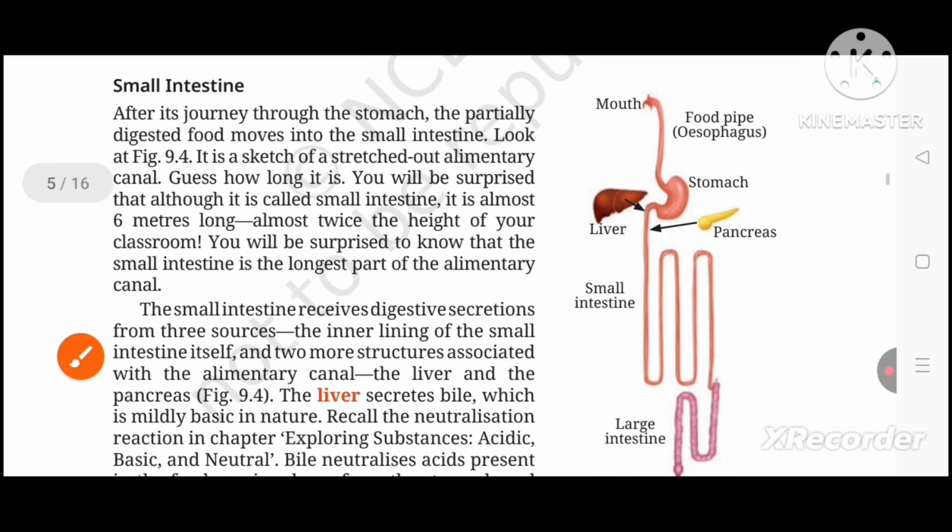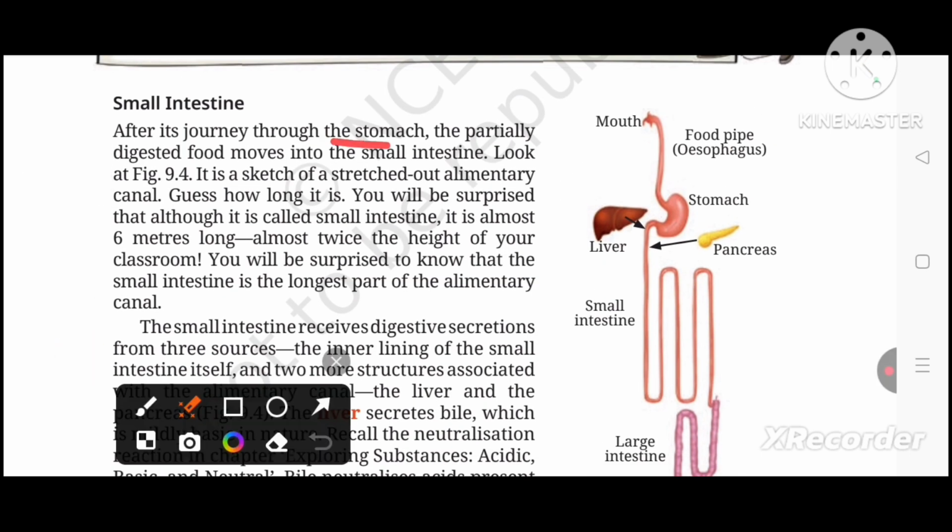Small intestine. After its journey through the stomach, the partially digested food moves into the small intestine. Look at Figure 9.1, a sketch of a stretched-out alimentary canal. Gauge how long it is. You will be surprised that it is called the small intestine. It is almost 6 meters long, almost twice the height of your classroom. The small intestine is the longest part of your alimentary canal.